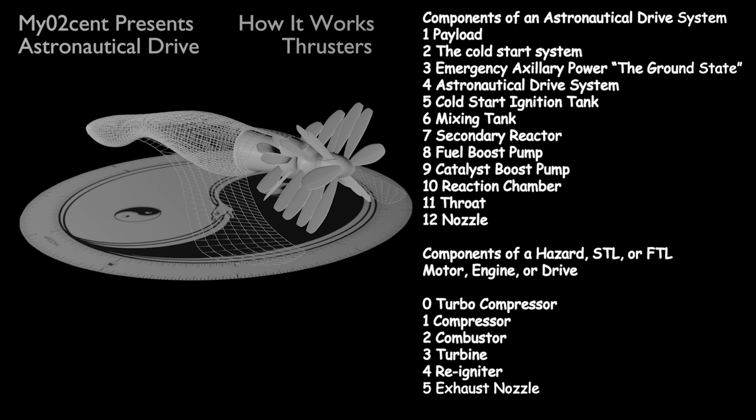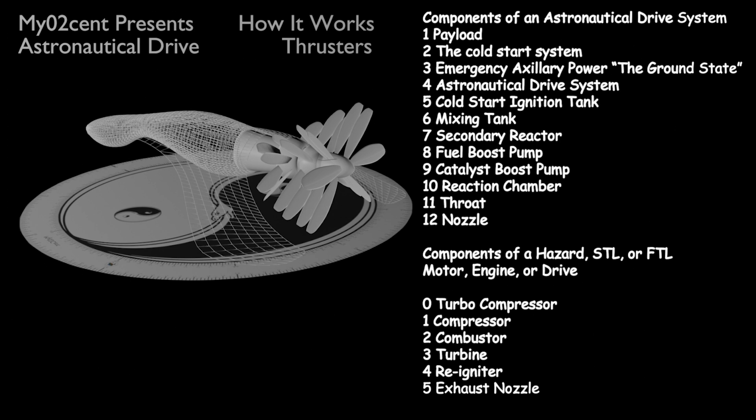Second, what is an astronautical drive system? In short, the astronautical drive system is all the necessary components and systems engineered for the operations of the drive system. In the context of an astronautical drive, what is a thruster, and how does it work?